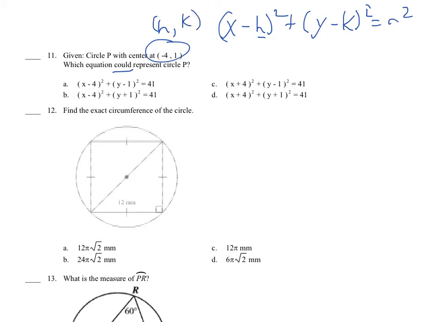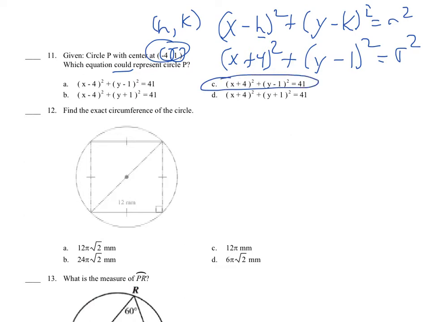So what we're going to end up with is x, it's minus 4, but we're subtracting it, so it's going to be the opposite sign. x plus 4 squared plus y minus 1 squared equals whatever the radius squared. In this case, they just plugged in 41, so that's fine. The 41 is random. They didn't get that from anything else. And your answer in this case would have to be C. It's the only one that has x plus 4, y minus 1.